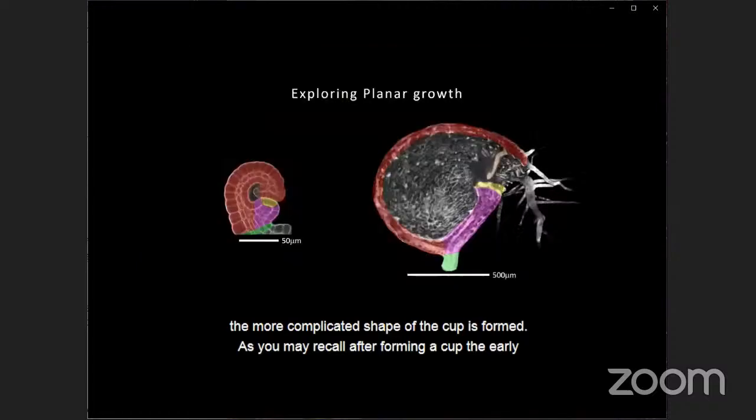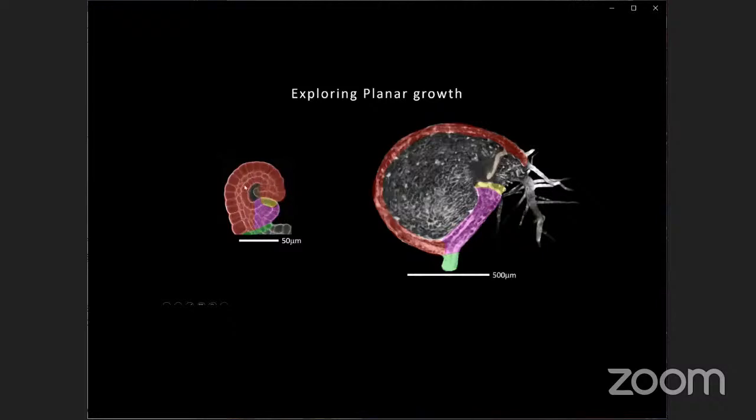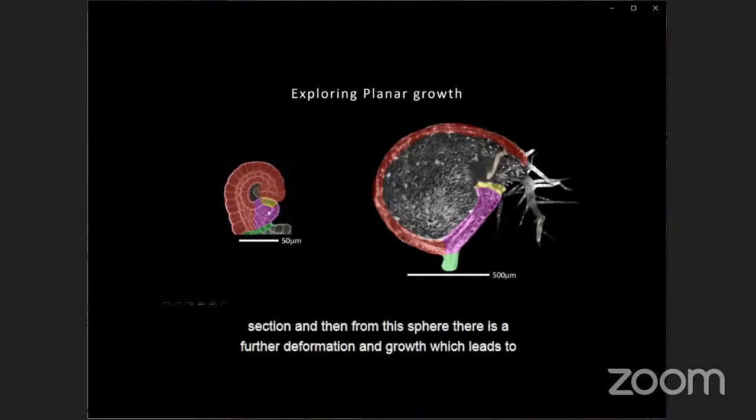As you may recall, after forming a cup, the early Utricularia bud transforms itself into this almost spherical shape, which we're seeing in section. And then from this sphere, there is a further deformation and growth, which leads to the mature trap, with its characteristic mouth for trapping animals.